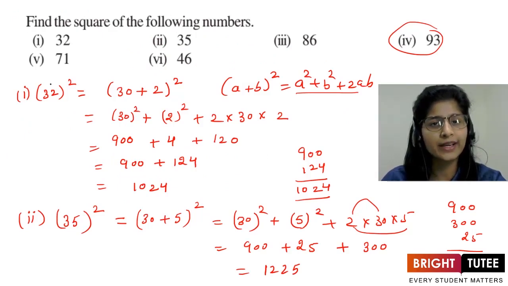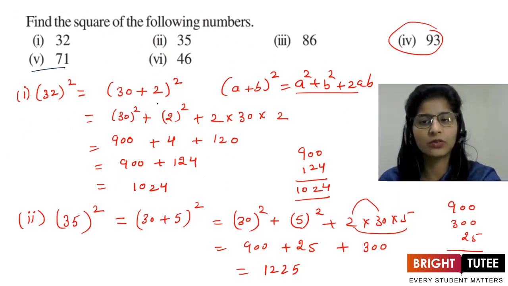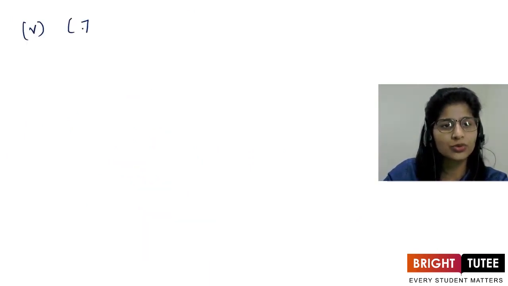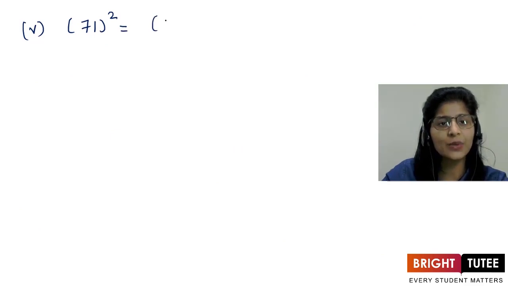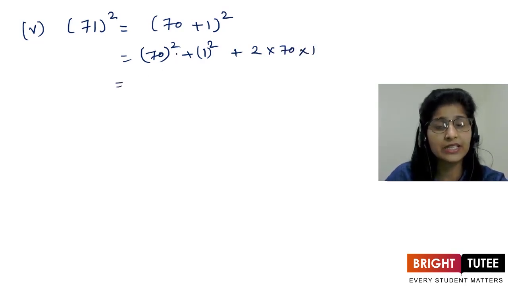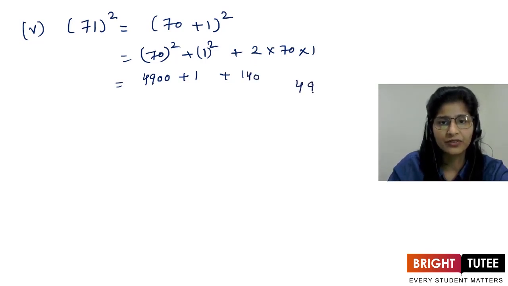The next part is 71. Let us solve for 71. It is the fifth part. In the fifth part, we have to solve for 71. 71 can be written as (70 plus 1) whole square. So a square plus b square plus 2 into a into b. So we get 70 square, 7 sevens are 49, 4900, plus 1, plus 70 into 2 is 140. Let us add them. 4900, 140 and 1.